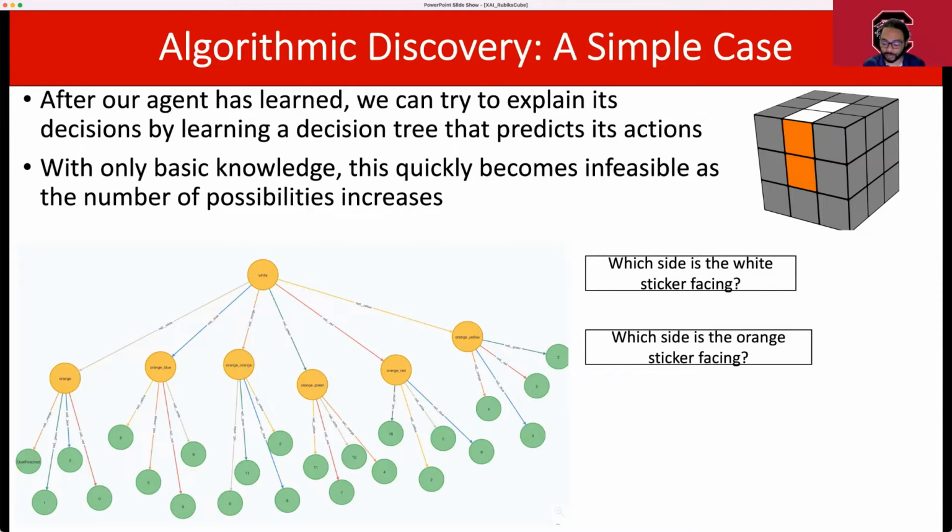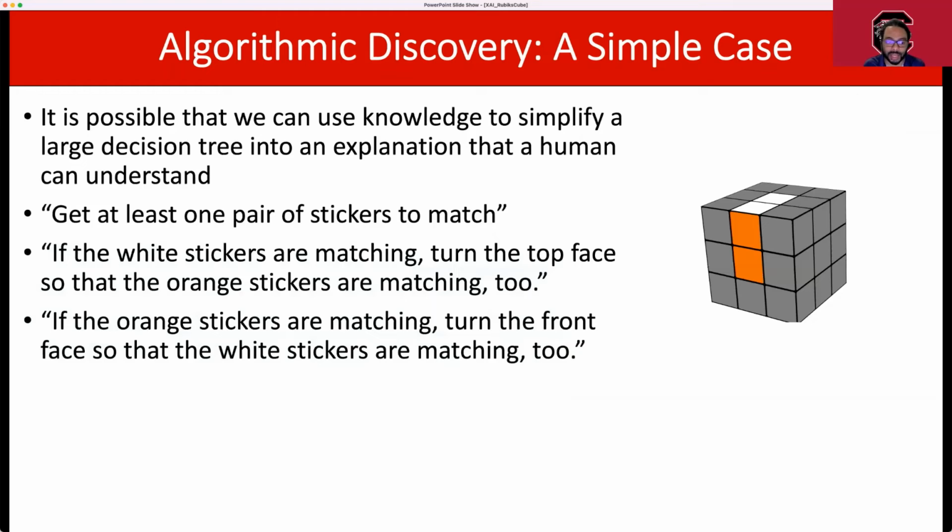But this isn't very useful. Something more intuitive would be: get at least one pair of stickers to match. If the white stickers are matching, then turn the white face until the orange stickers do too. Or if the orange stickers are matching, turn the orange face until the white stickers do too. This is something that we can understand that's very short and concise. And so this is our goal, to generate these short, concise statements that we can actually express in English.